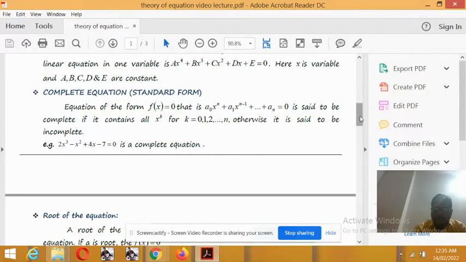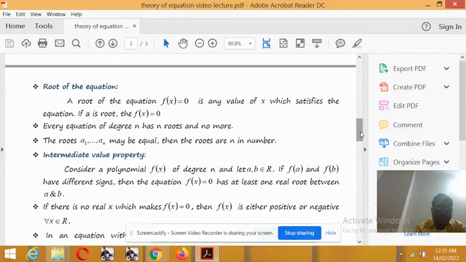Okay. The next one is the root of the equation. The root of the equation f of x equal to 0 is any value of x which satisfies the equation. That means if we say that a is a root, then f of a equal to 0. Depending on this definition, we have a theorem or a statement. We can say that every equation of degree n has n roots and no more. What actually this means: if the equation is of degree n, then it has n roots.